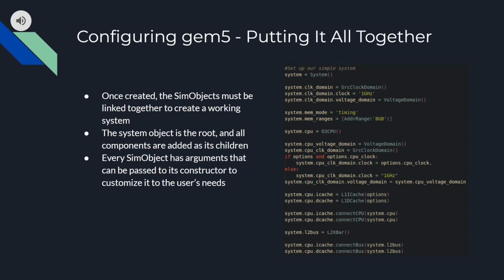Once all of our sim objects have been created, they must be linked together to create a coherent system. To achieve this, gem5 uses the system class as the root of the processor, and all other sim objects are descendants of the system class. As we add sim objects to the system object tree, we pass them parameters to configure them according to our needs.